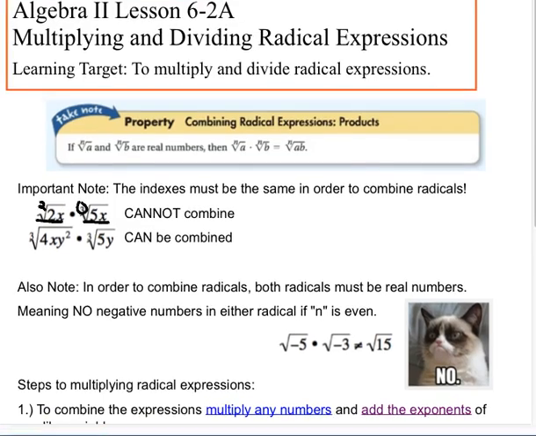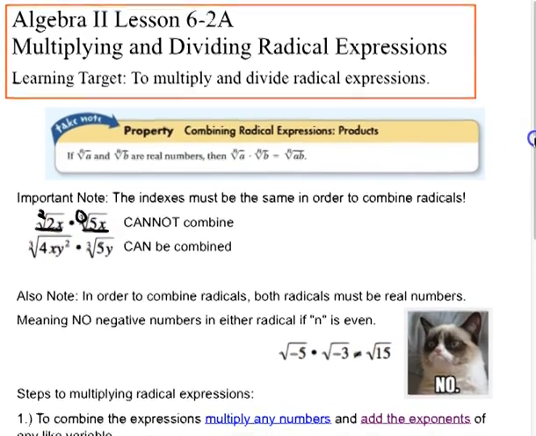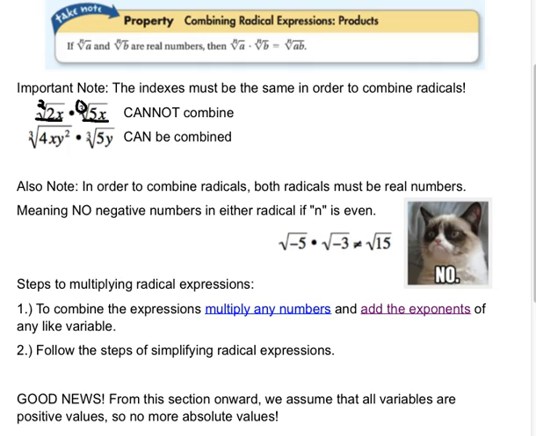The other thing to note is in order to combine them, both radicals must be real numbers. So if you're dealing with a square root, you can't have two negative pieces become positive. It doesn't work that way. Each individual piece must be real for them to multiply together, okay? Now that really won't be an issue in this class, but just a note, so come a college algebra or pre-calc course next year, well, there it may become an issue.